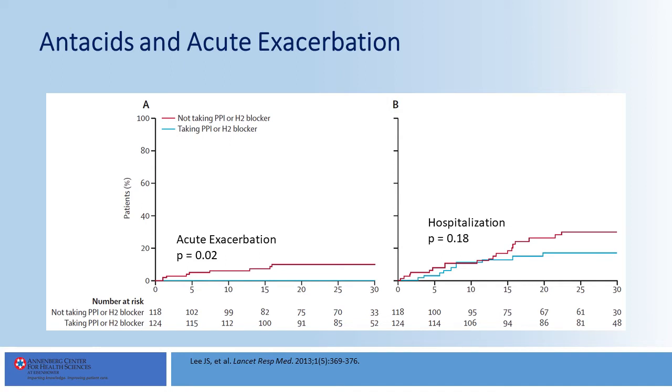There's also data on antacids, that antacid therapy, such as proton pump inhibitors and H2 blockers, may reduce the risk of acute exacerbation. That data is really only observational in nature. There's never been, to my knowledge, a randomized trial comparing antacid therapy to placebo in IPF, but that is intriguing data.